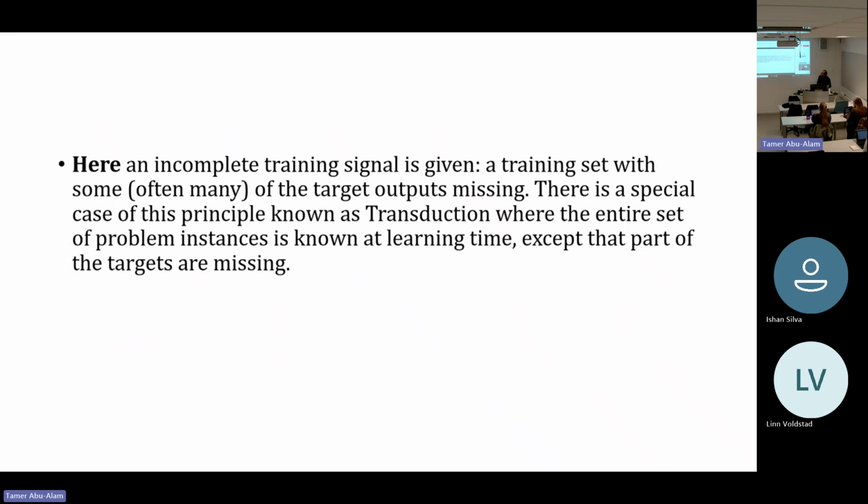Here an incomplete training signal is given, so we're still in the semi-supervised. In semi-supervised, we give a training set with some, often many, maybe 1/3 of the data, maybe 1/2, maybe 2/3 of the data, of the target output missing. This is a special case of the principle known as transduction, where the entire set of problem instances is known at learning time, except for a part of the target.